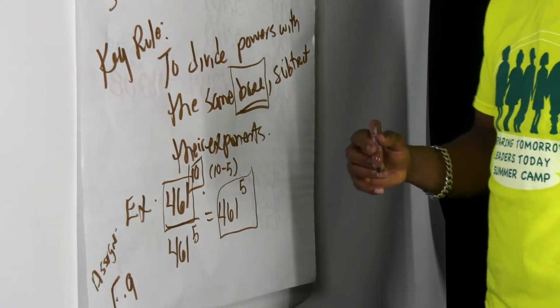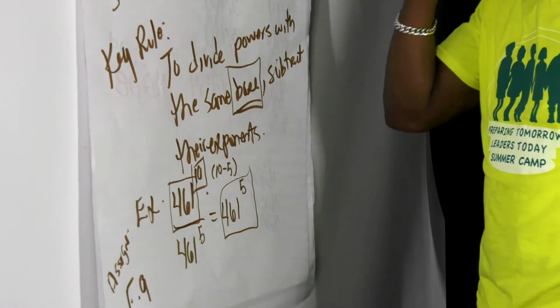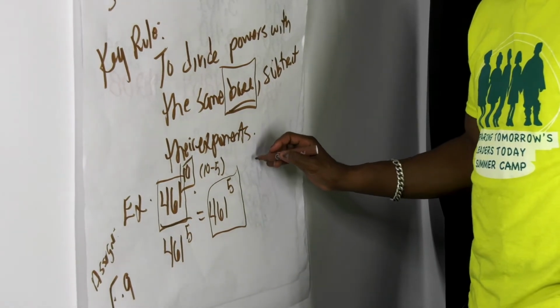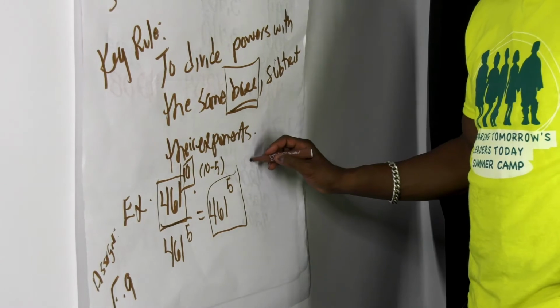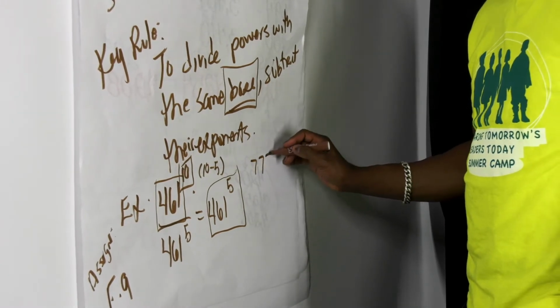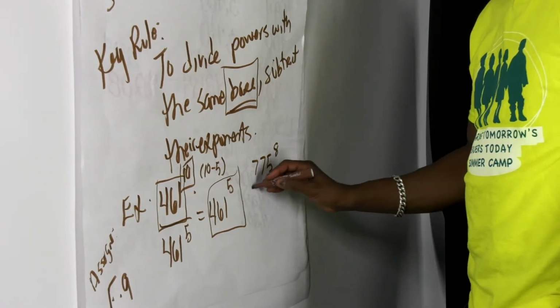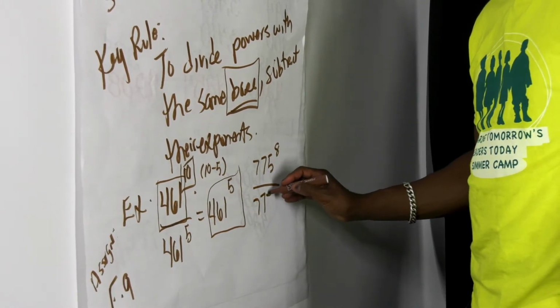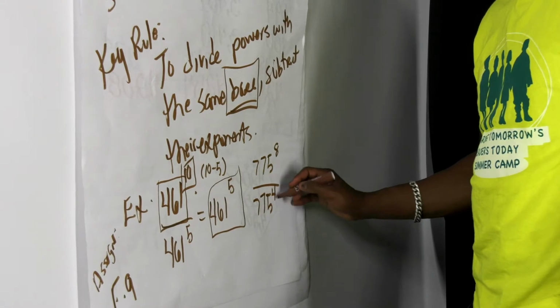Let's do another one to show you how this should be done, because this is what you need to understand as a rule. When you see these types of problems, you won't panic. What should I do? So we know when we say that they're similar, let's say 775 to the 8th power divided by 775 to the 4th power.